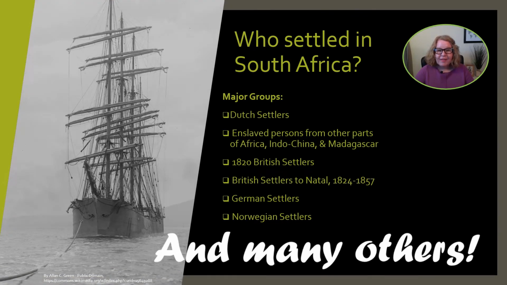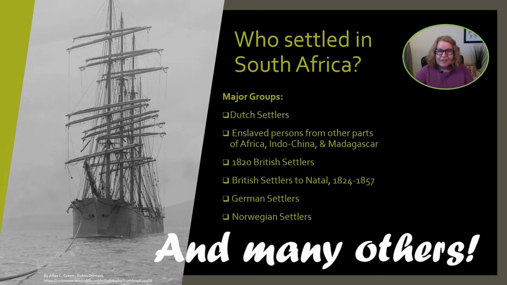So who came to South Africa and settled there? The Dutch arrived in 1652 and established a halfway station as a supply stop for their ships. These are the ships of the VOC, or the Dutch East India Company, who were traveling to Indonesia and needed that halfway point just to resupply all their ships. During this period, the Dutch also began to bring many enslaved persons from other parts of Africa, like Angola and Senegal and Indochina, to the Cape Colony.